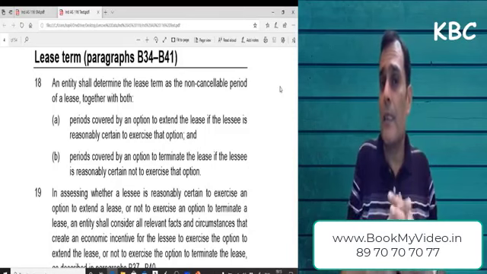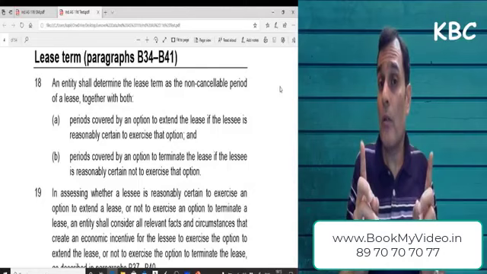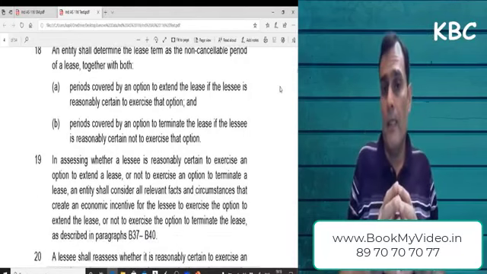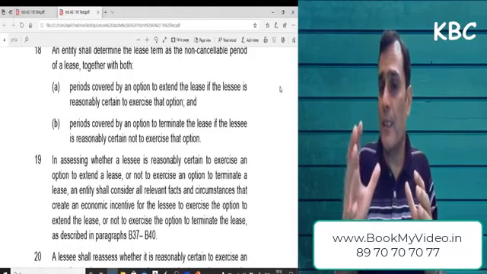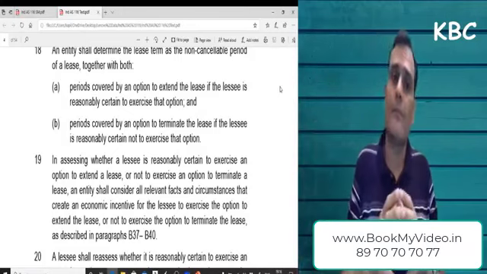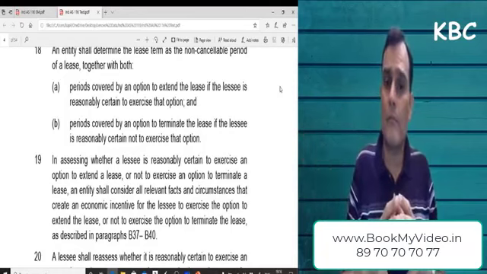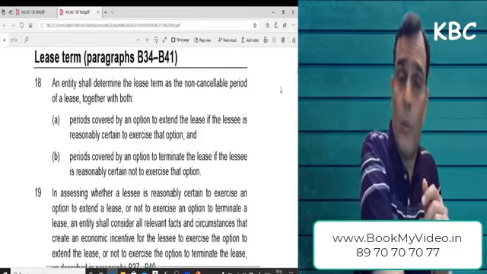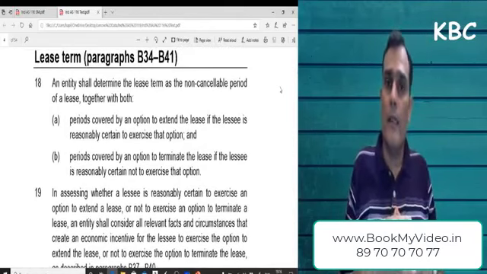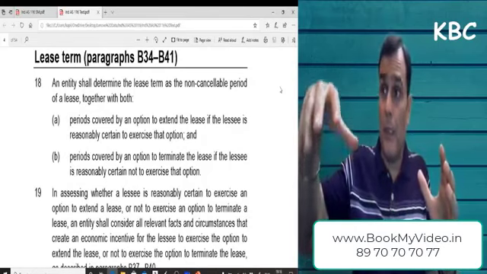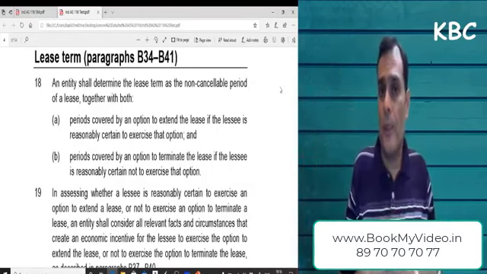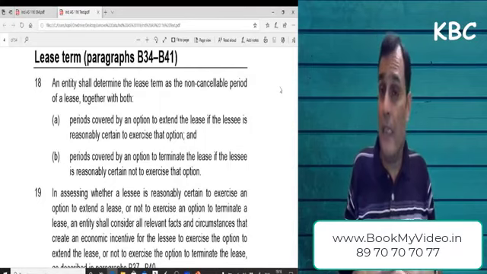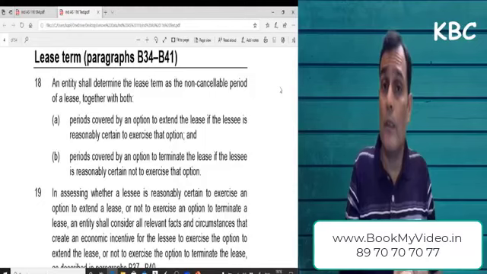Para number 19 elaborates the concept of para number 18A. The para number 19 is not talking of 18B, it is talking in terms of 18A. And see what it says in para number 19. In assessing whether a lessee is reasonably certain to exercise an option to extend, it should create economic incentive for the lessee. So hear me very carefully. When you are looking at the para number 18A, and we are evaluating that, do we consider the extension, the renewal period, as a part of the lease term, you need to ask yourself a question. Do you think that there is an economic incentive for the lessee to extend? If yes, consider the renewal period. If no, then don't consider the renewal period.